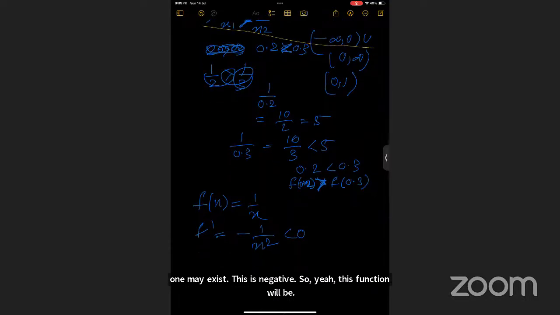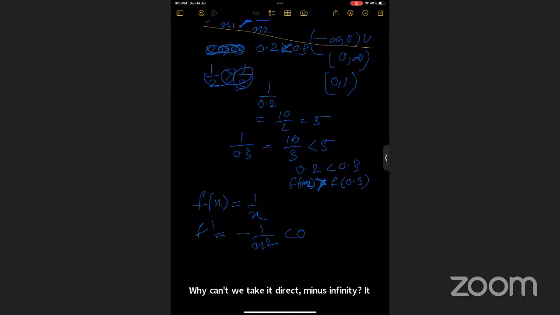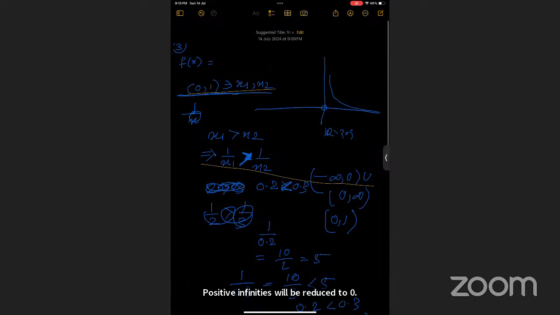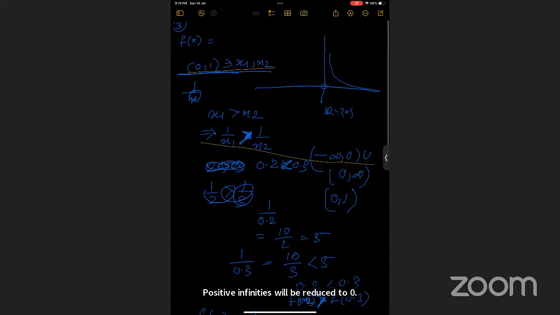Why can't we take it like minus infinity, it reaches 1, and positive infinity reaches 0? That is also coming down, sir. In the third quarter, it is coming down from the bottom of the x-axis towards the y-axis.